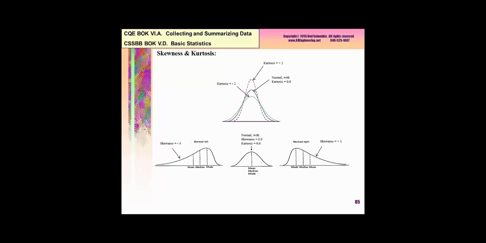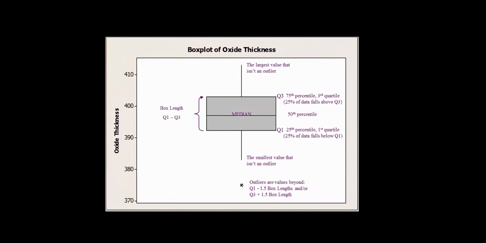Two sample distribution characteristics I like to look at are skewness and kurtosis. Another very important plot is the box and whisker plot. This is another development by John Tukey.